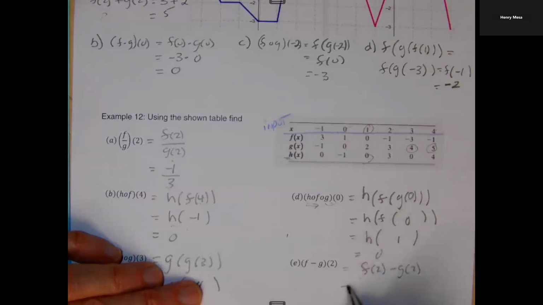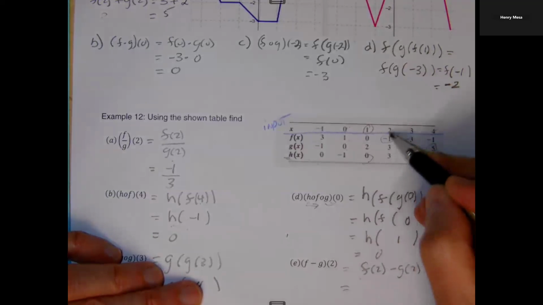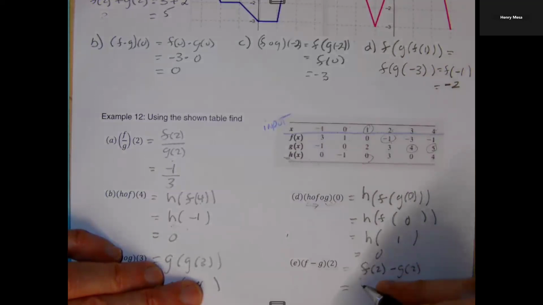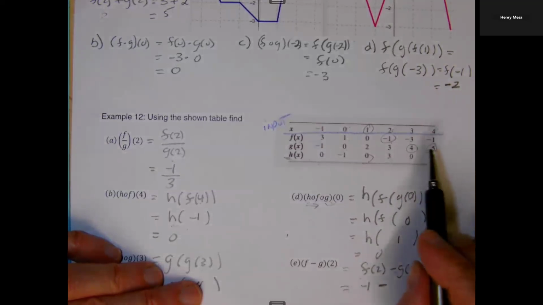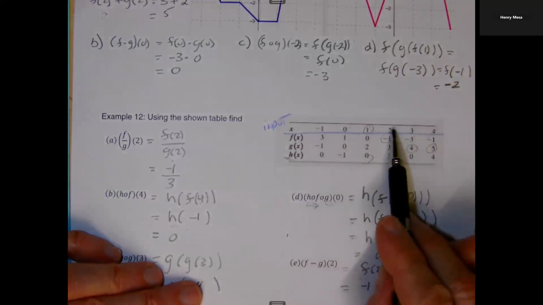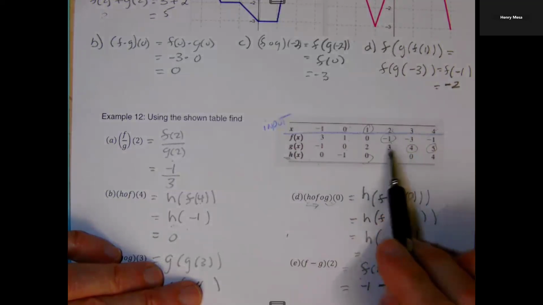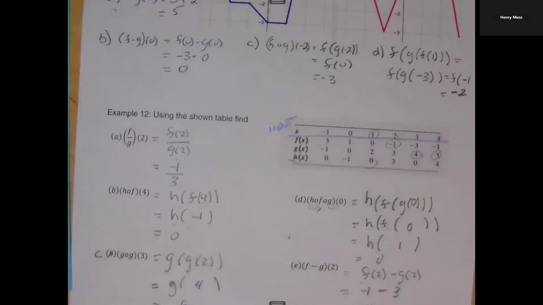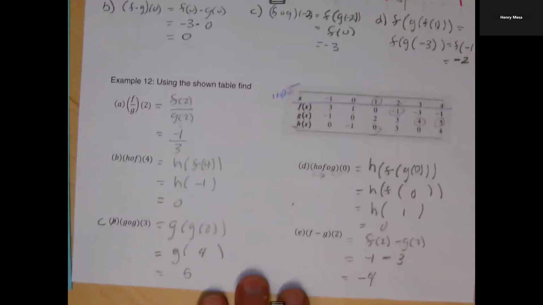F of 2 is a -1, so here's my input. Look at the f line, and look at the output of the f line. And finally, subtract. Notice things that I'm not going to use, I'm going to write down: g of 2. Here's my input of 2, find the g line, it's a 3. So now I'm ready to do -1 subtract 3, which gives me a -4. And now I am done.